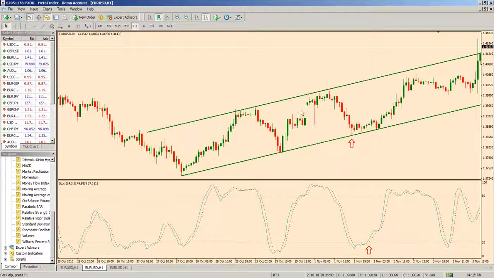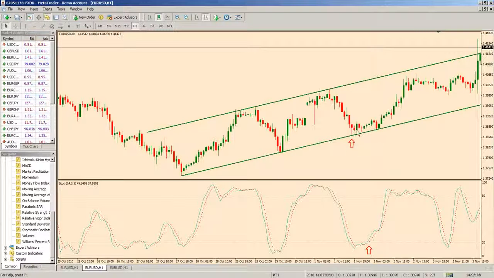After this down run, it moves up, then moves down, moves up, moves down. Now it's at the bottom of this channel again, and it's got this little hammer candle right here: small upper body, long lower wick after a down run. That's a key chart pattern. What does that mean? It got rejected right at support. This is a beautiful example. It got rejected right at support.